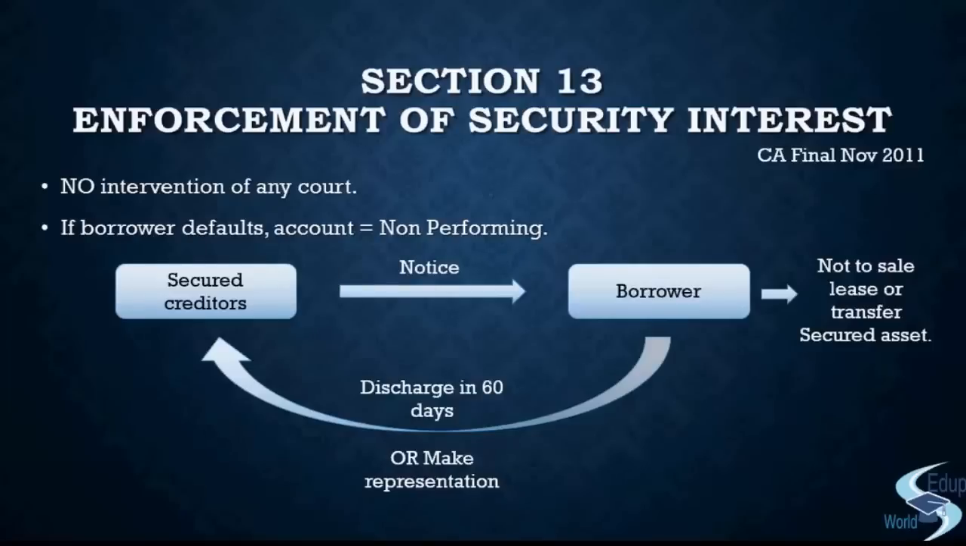So this is the basic crux, the basic structure of how it goes ahead, right? Now, what happens if the borrower is not able to discharge the liability in 60 days?